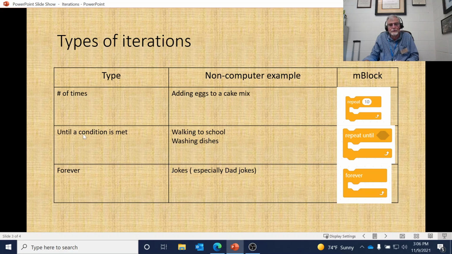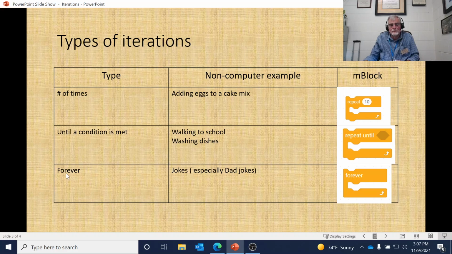Okay, the next type of iteration is until a condition is met. An example of that is walking to school. Walking to school, you put one foot in front of the other, repeat as necessary till you get to school. Washing dishes, you take them one at a time, you wash them and you dry them and you put them away. You continue doing it until finished. And then in the M block, that's a repeat until, and you put your condition in here.